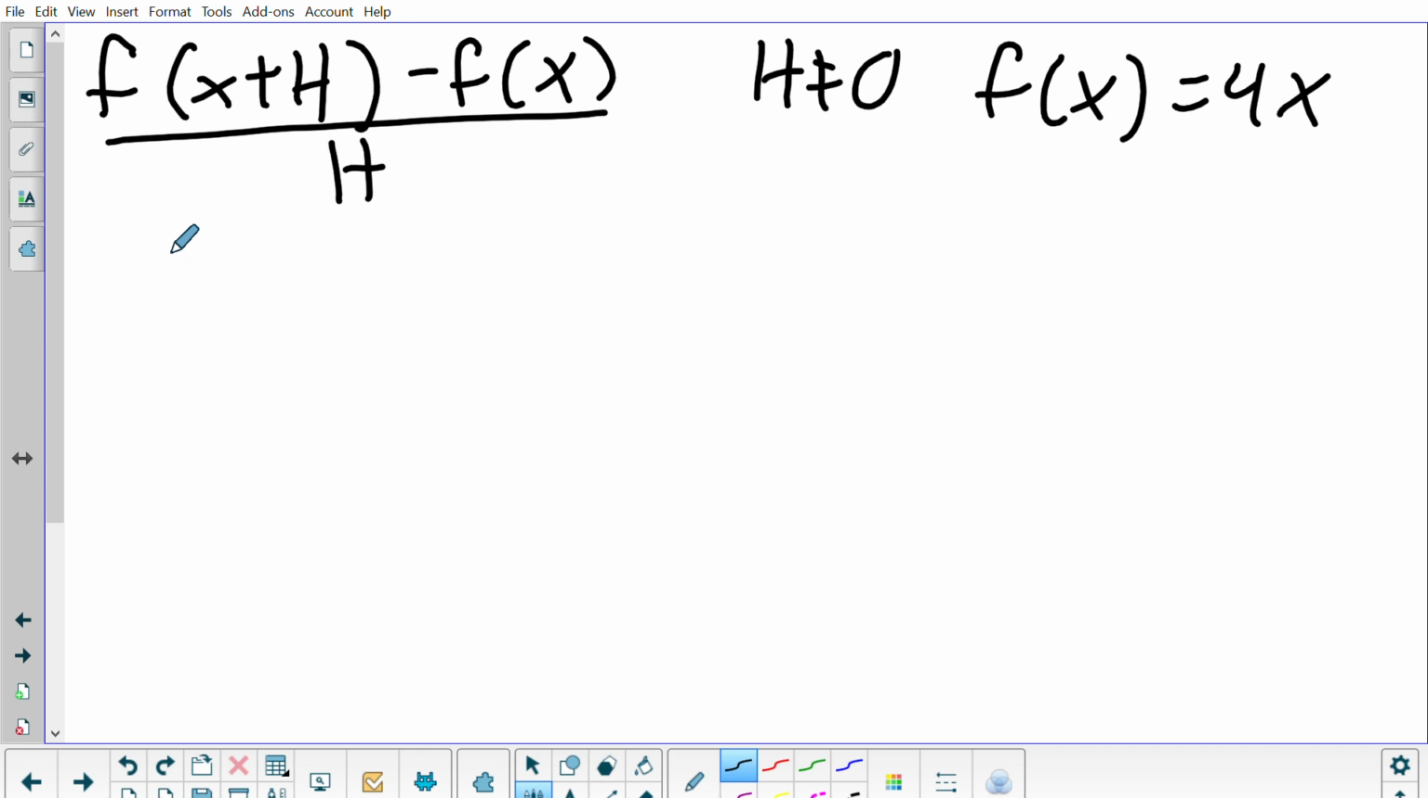Hey guys, we're going to talk about how to simplify a difference quotient. So they're giving us this crazy equation in which they say h can equal any number but 0, and f of x is equal to 4x.